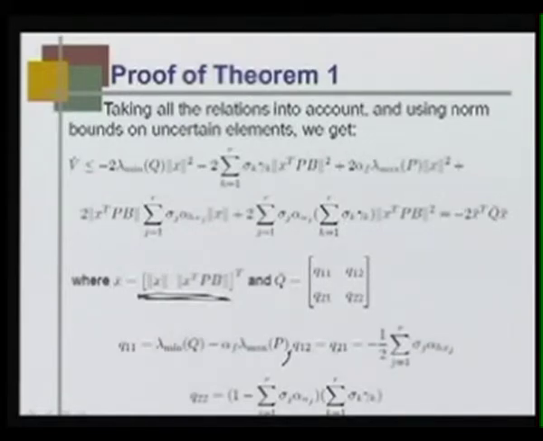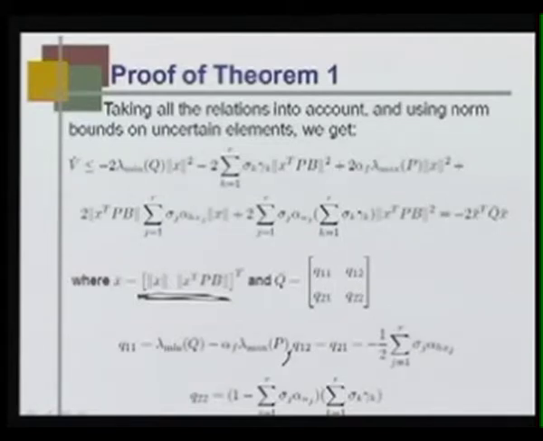Similarly, q12, q21 is half of this quantity, and q22 is this quantity. You may be wondering how we got this, but I will explain in a while, it is very simple to understand. You can easily see that I can now add all the x norm square terms together.